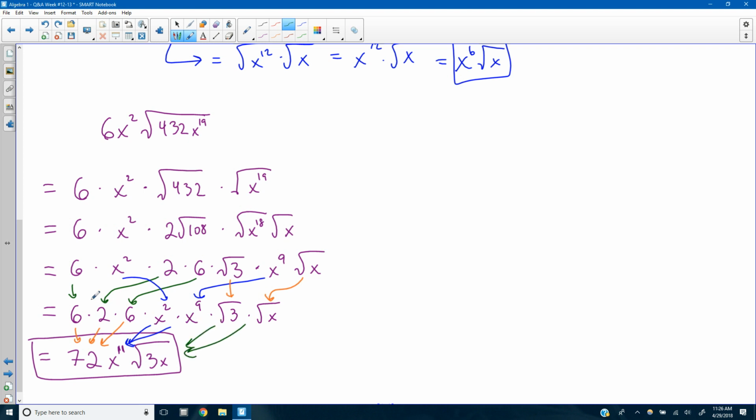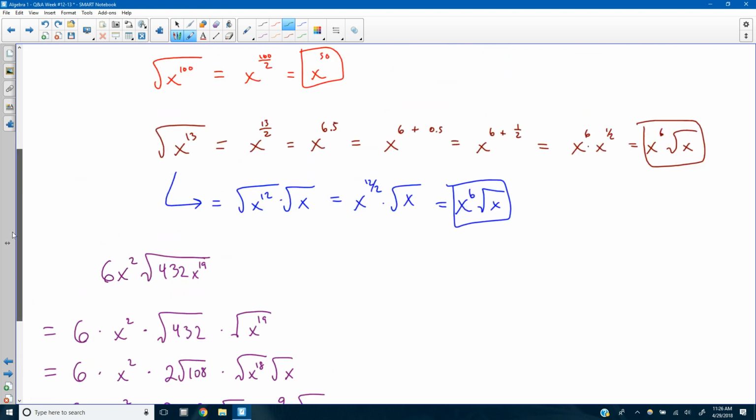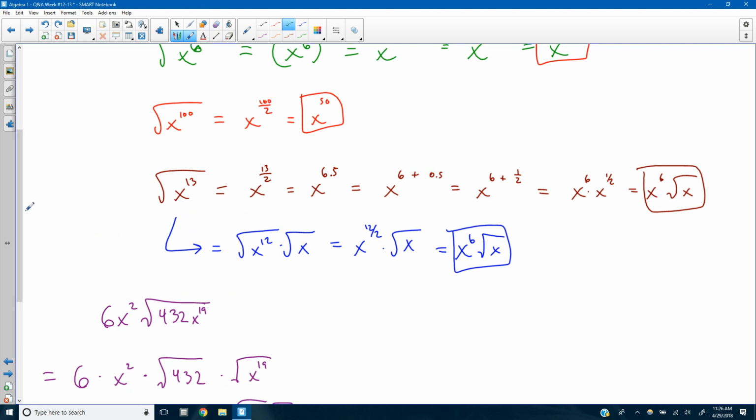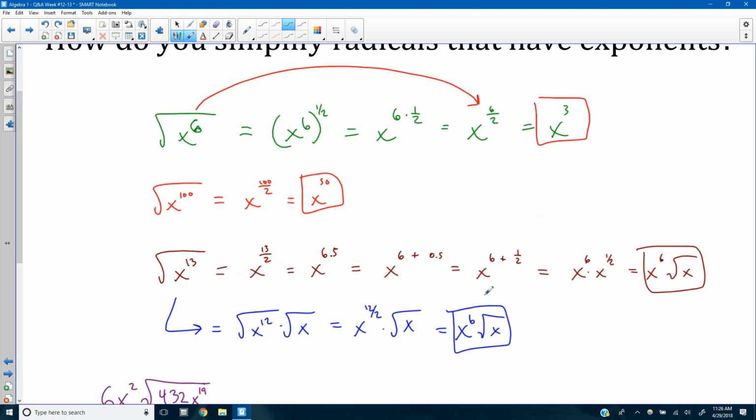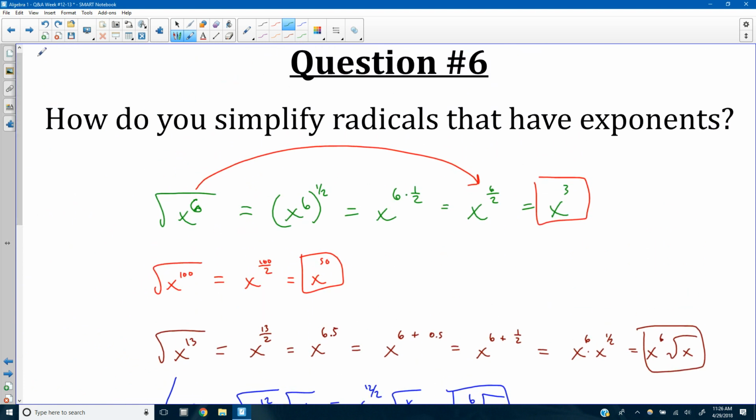So there are a lot of different ways in terms of organization here, but the radical thing is you're dividing your exponent by 2, and if it's an odd number, factor one of them out. It won't be a perfect square factor. You'll be left with the root x somewhere, and we'll just have to take care of it as is.